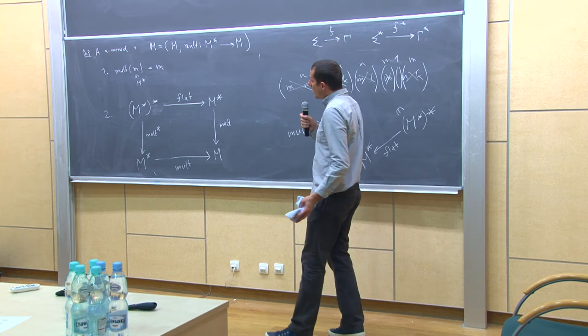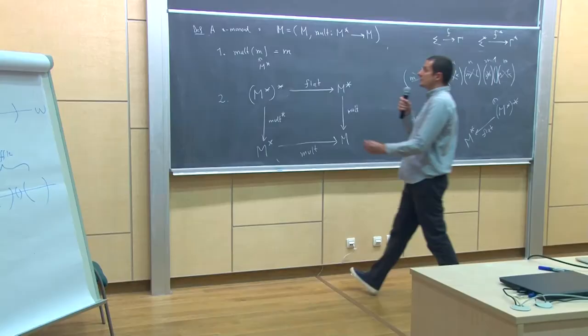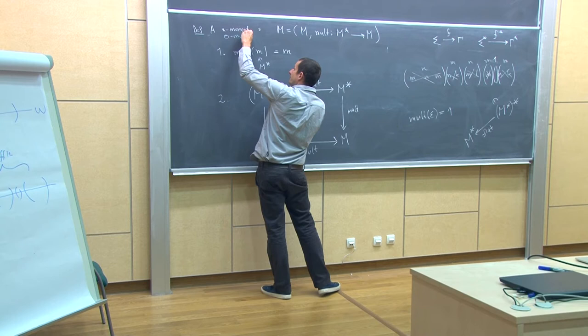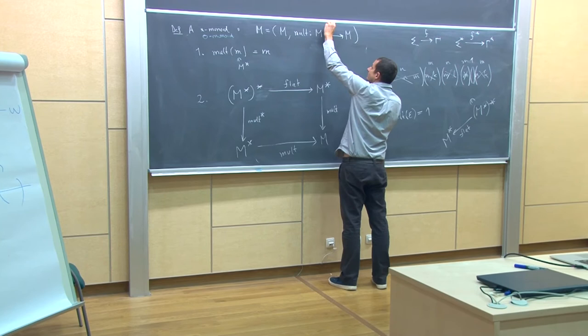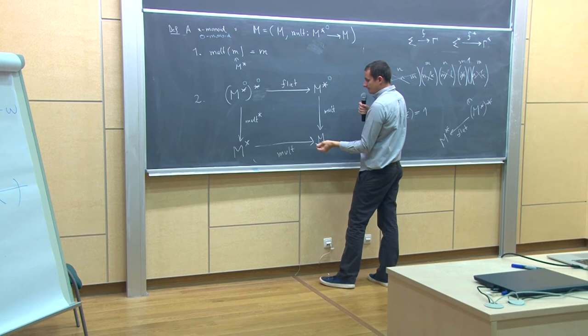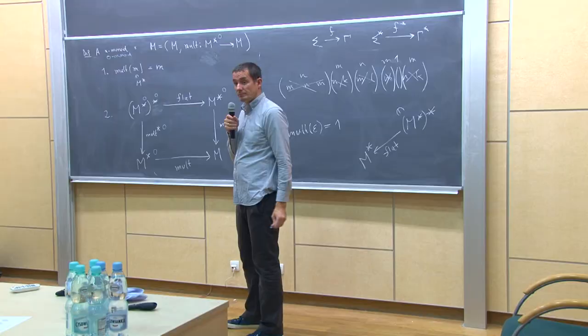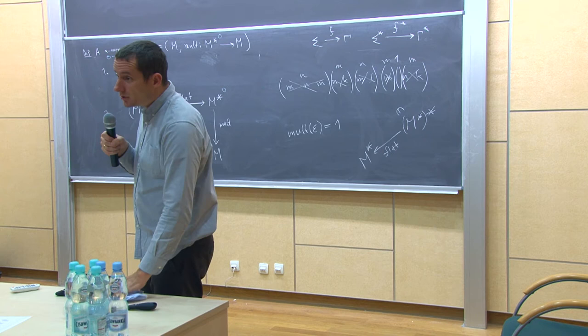And now, maybe let me write it in a different color. For example, you could write a circle monoid. And the changes would be here, and here. That's it. Okay, and then various shapes of circles. And this is where the generalization comes in.